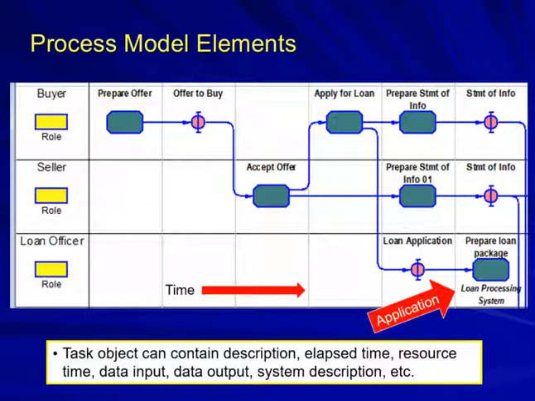For example, here is an application called the loan processing system. And when the loan officer executes the prepare loan package task, he uses the loan processing system to execute it. So there are two activities that occur and should be captured. The first is what the loan officer does in preparing for and using the system, and the second is what the system does to support the loan officer in execution of the task.